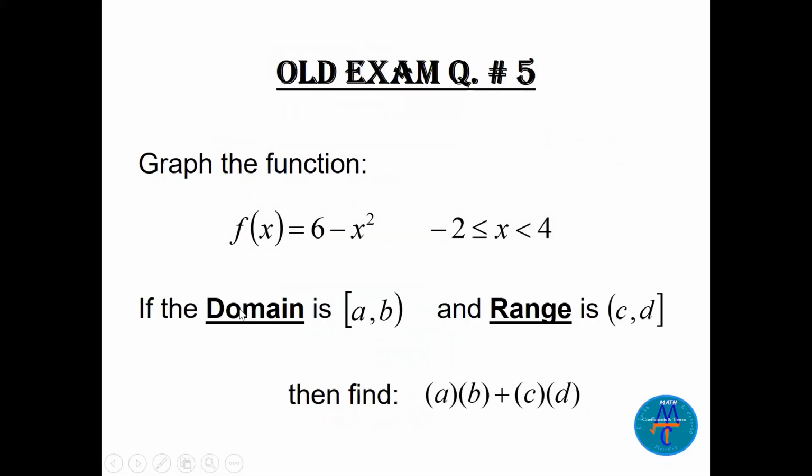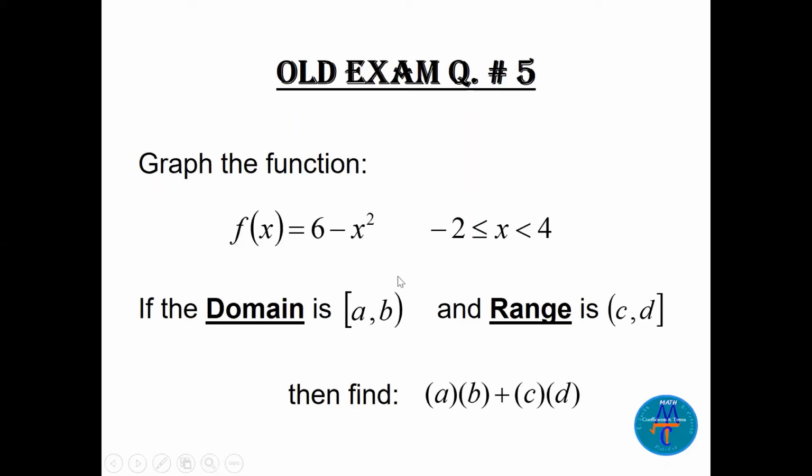Number five is similar to our example 7 in the algebra course, lecture 29. This is a parabola, 6 minus x squared, but there is a condition here, x between closed minus 2 and 4 open. The domain, I called it A to B, and the range C to D. Find this value. So clearly we have to graph it first, and there is a condition. From the condition, guys, I told you in the lecture, you can take this trick. From the condition, directly you can find the domain. See, this is a little trick.